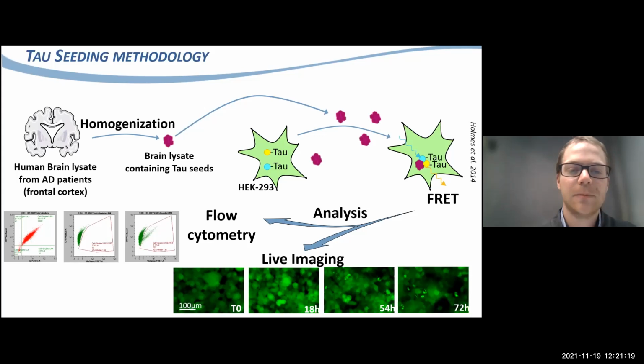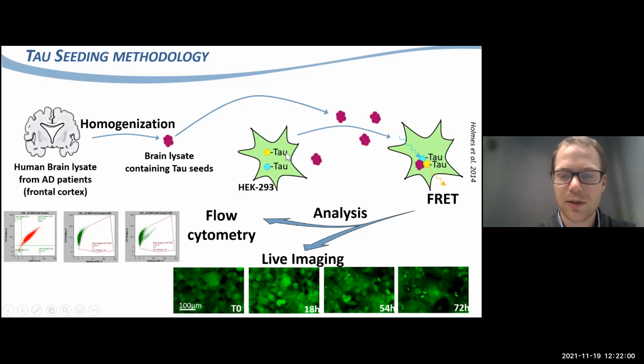For this one, we basically used a system that quantifies tau seeding from basically any source. So the system is that we have human brain lysate here from AD patients, for which we use frontal cortex, and if you homogenize that, you get a brain lysate. And if you put that on top of these cells, these are HEK cells that express tau, a truncated form of tau fused with CFP and YFP.